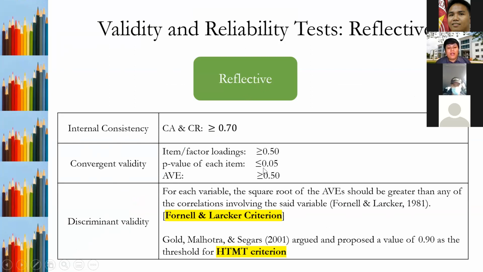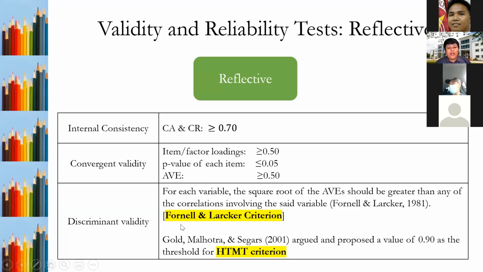The p-value should be equal to 0.05 or lower. And for average variance extracted, it should be equal to 0.5 or higher. Then for discriminant validity, as I mentioned, you can use Fornell-Larcker or the HTMT.